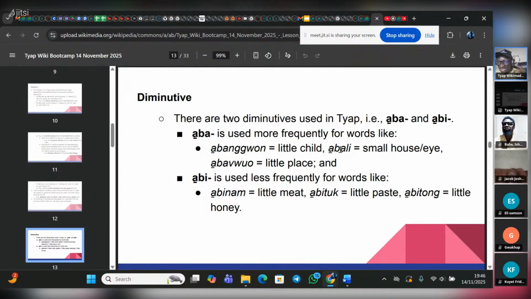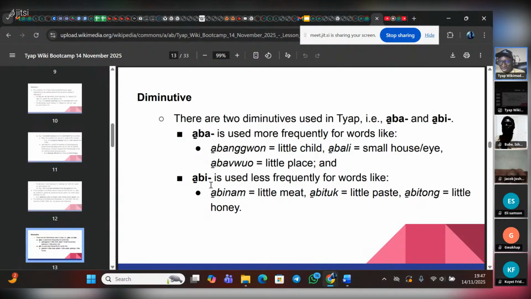Abali is little eye or little house, because ali is house. Ali is also eye. So abali can mean a small house or a little eye. But if we want to differentiate the house from the eye, oftentimes we say abali for little house and abattoir for little eye. And then we have aba vo. It's actually aba of vo, but the "of" is deleted here, and that is little place, and so on. All these are countables.